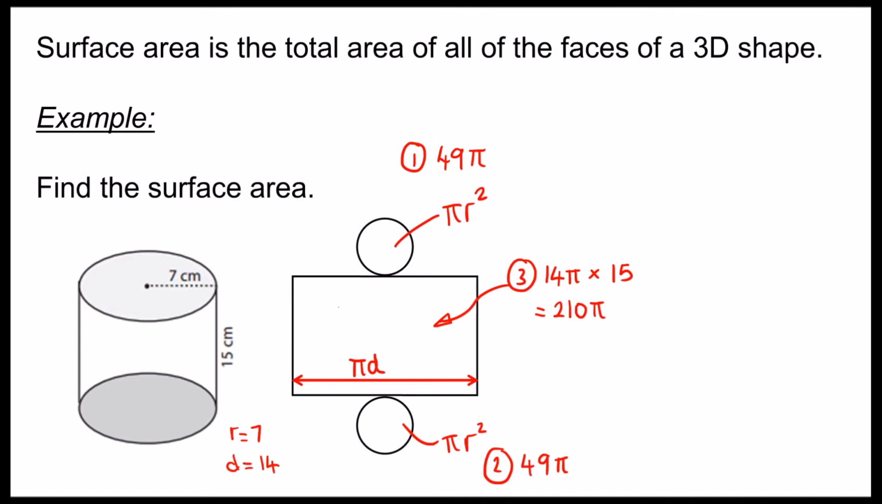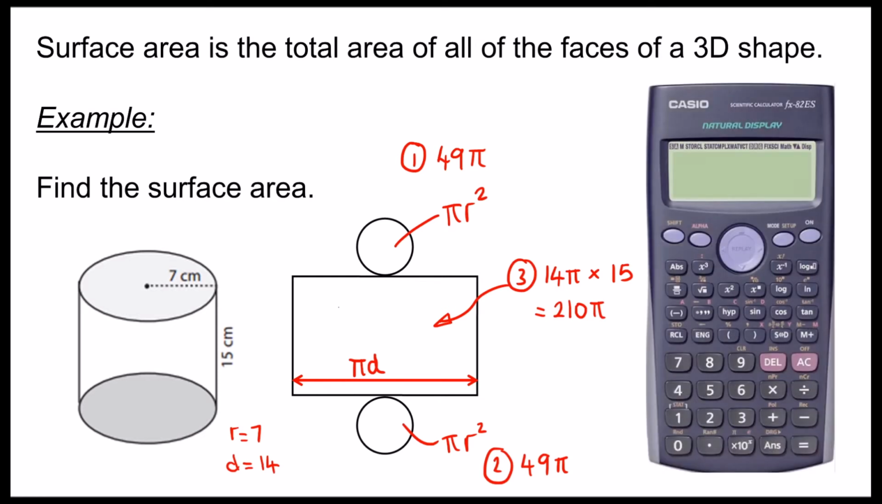So the last thing that I need to do is add up the area of all of my faces, and again I can use my calculator to help me do this and round my answer to 1 decimal place. Our first face was 49 pi, add another 49 pi, that's going to be our second circular face, plus the rectangular face, which was 210 pi. That gives us a total area of 308 pi. I can convert that to a decimal, and that means that my total surface area is 967.6 centimeters squared.